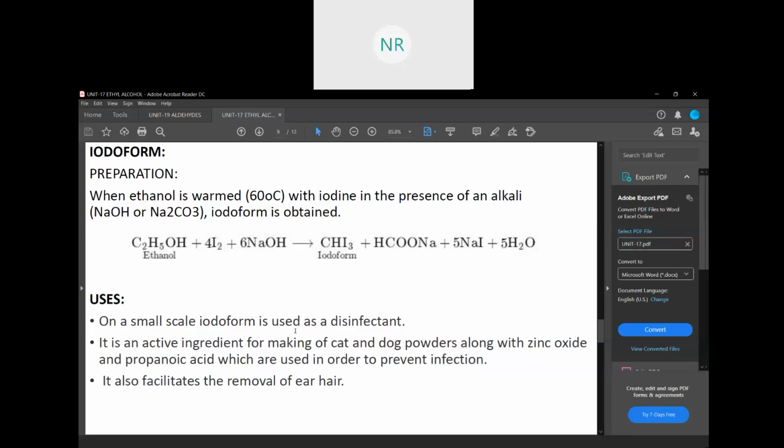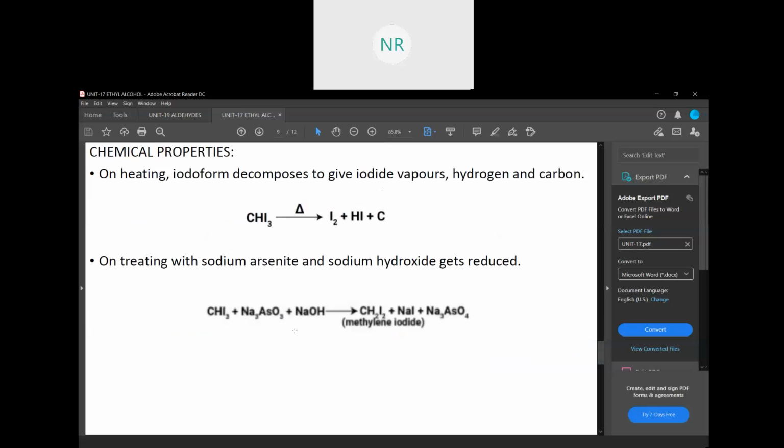It is an active ingredient of making cat and dog powders along with zinc oxide and propanoic acid, which are used in order to prevent infection. It also facilitates the removal of ear hair. Okay, so the chemical properties of iodoform.